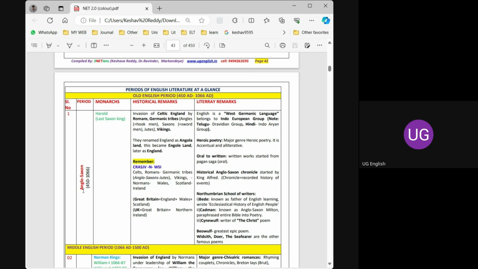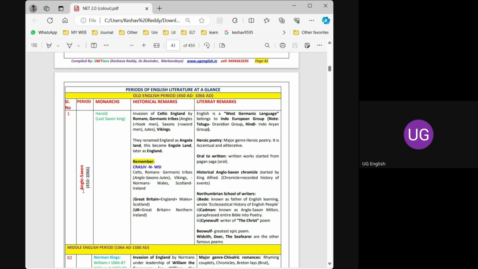Anglo-Saxon age. This is from 450 to 1066. Please remember the dates also. Sometimes in examination, we may have a question on the periods or literary ages. So 450 AD to 1066 AD. This is also known as Old English period. Old English period is nothing but Anglo-Saxons.